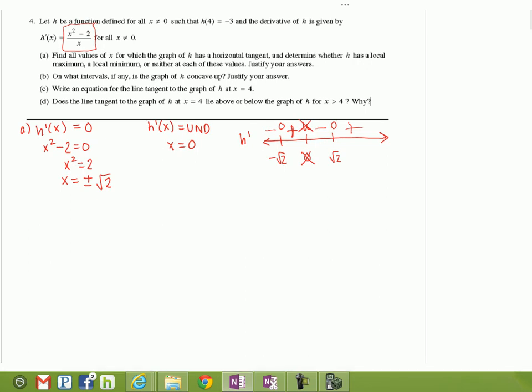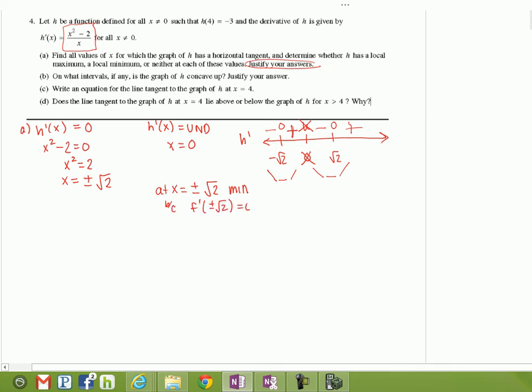And so the question asked me for where I have local maximums, minimums, or neither at each of the values where the function has a horizontal tangent. So it looks like the function goes down, flat, up, down, flat, up. So we have two minimums. So at x equals plus or minus root 2, we have minimums. And notice here it says justify your answer. So because f prime of plus or minus root 2 is 0 and f prime changes positive to negative.